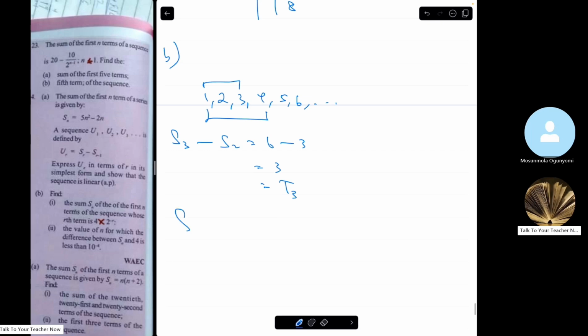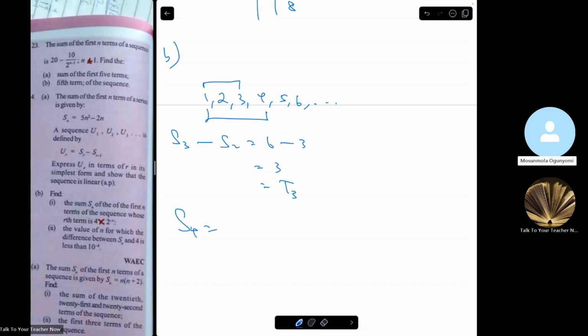What's the sum of the first 4 terms? 7. No, check it again. Sum of the first 4 terms. Add the first 4 terms together. That's what I'm saying. What's the sum of the first 4 terms?